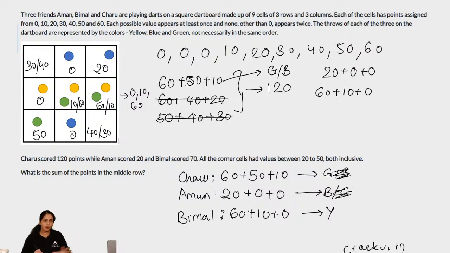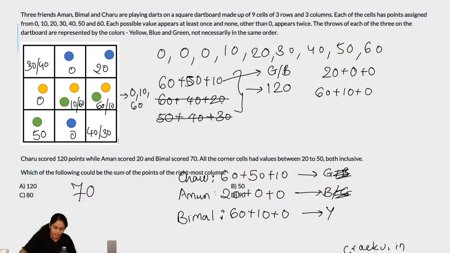So now that we have solved the entire arrangement, we can try to solve the questions. The first question is, what is the sum of the points in the middle row? The sum of the points in the middle row is 10 or 60 and 60 or 10. Irrespective of which order, in both cases the sum has to be 10 plus 60, that is 70. So the sum of the points of the middle row is 70. This is how you solve the first question.